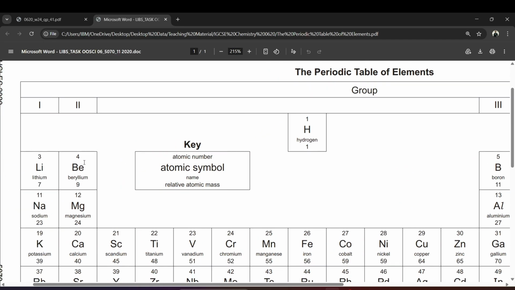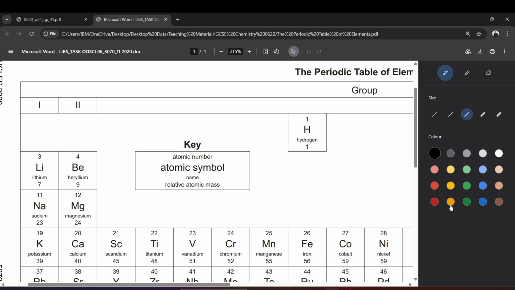Now, in the periodic table, the numbers which are written at the top are the proton numbers. And how will you know that? You can see over here that the numbers increase in sequence. So for example, over here we have 19, 20, 21, 22, 23, 24, 25, and so on. So this is an indication that this is the proton number.